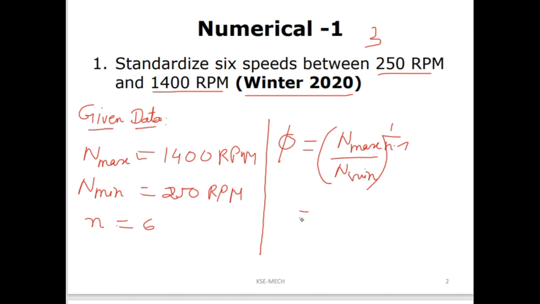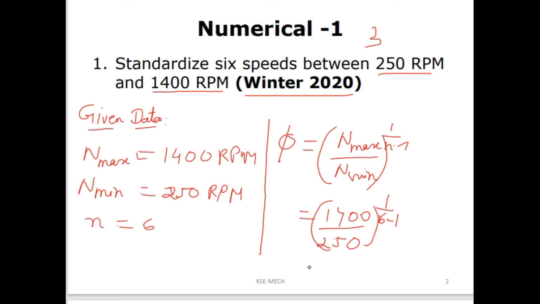Let us immediately put in the values. You also solve along with me, all the students, so you can easily calculate, and the rest of the numericals you can practice at home. For the maximum speed, n max is 1400 rpm, divided by the minimum value, 250 rpm, raised to 1 upon n minus 1, that is, 6 minus 1. So 1400 upon 250 raised to 1 upon 6 minus 1.